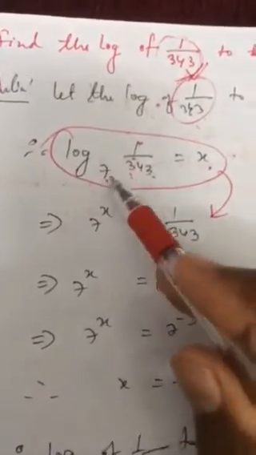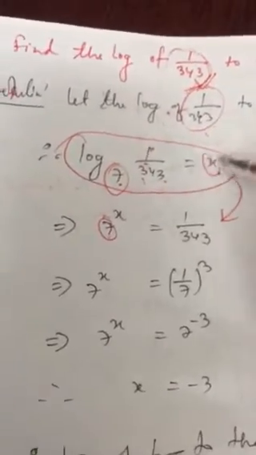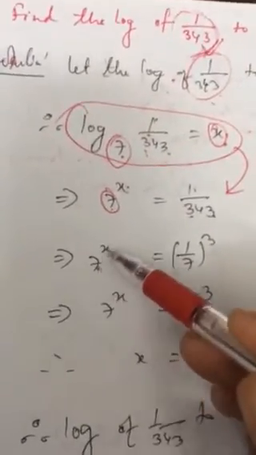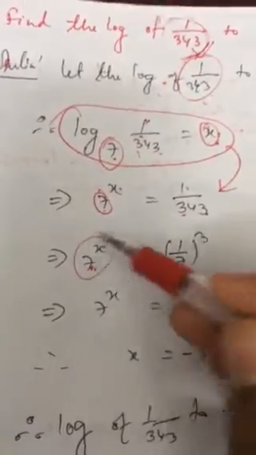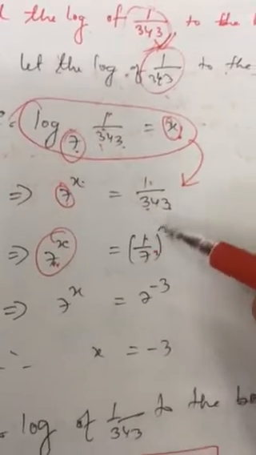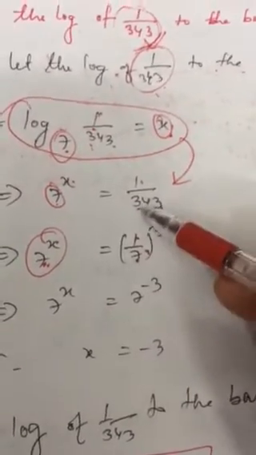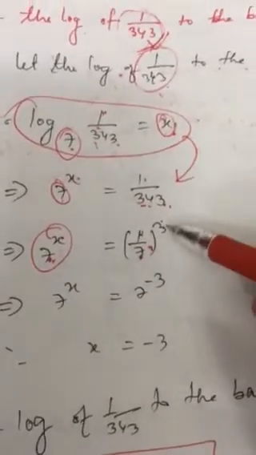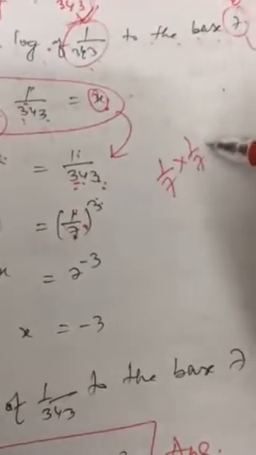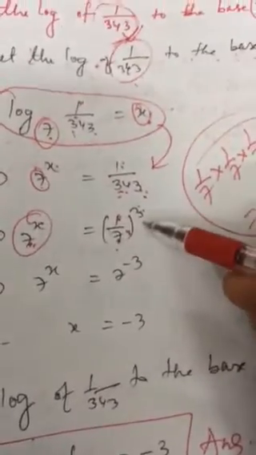Now convert it to index form, very simple. The base is 7, the power is x, because log is the power, and the value is 1 by 343. So 7 to the power x equals 1 by 343, which is the index form. This should also be converted to index form. 7 to the power 3 is 343, so 1 by 7 to the power 3 is 1 by 343. If you multiply 1 by 7 three times, you will get 1 by 343. Got my point? That is why 1 by 7 to the power 3 is written here.